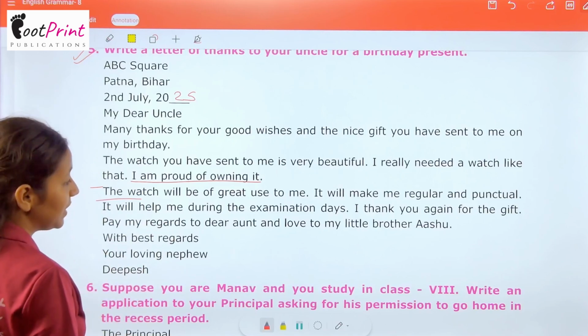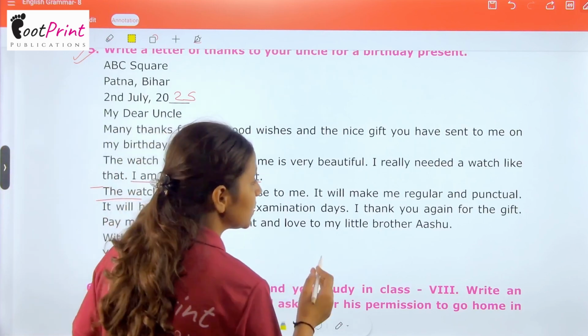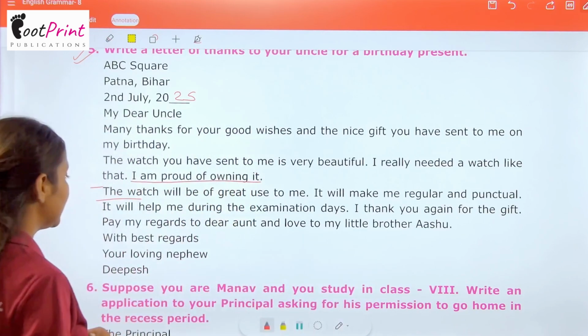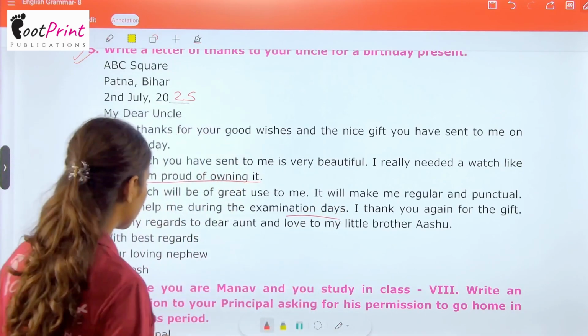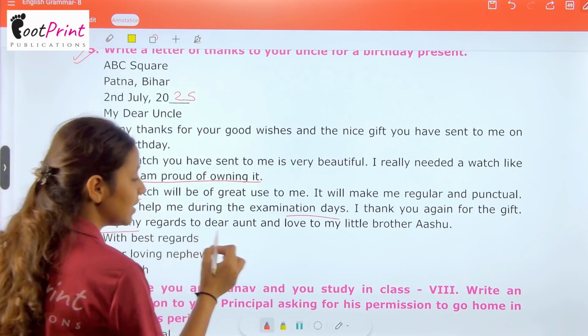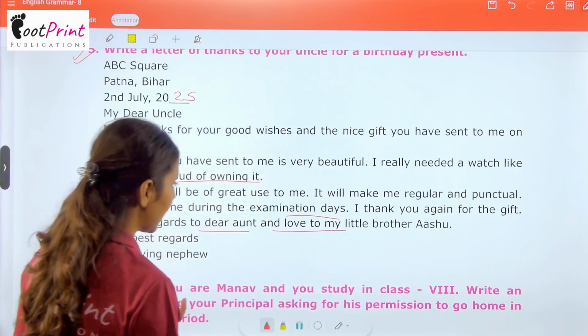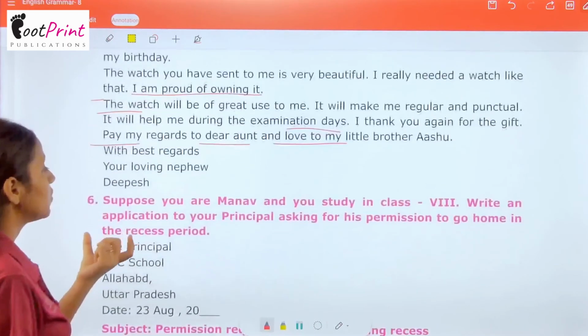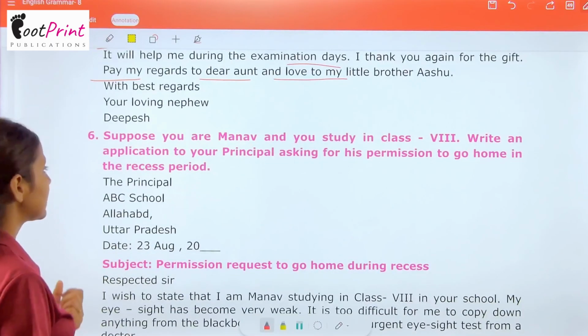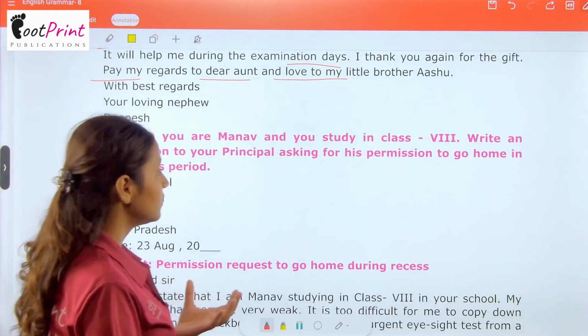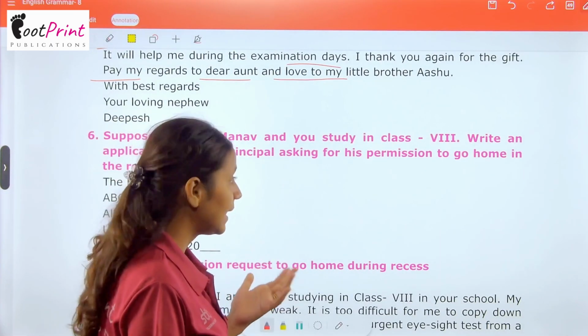The watch will be of great use to me. It will make me regular and punctual. It will help me during the examination days. I thank you again for the gift. Pay my regards to dear aunt and love to my little brother Ashu. With best regards, your loving nephew, Dipesh. Then we have the next letter, that is, suppose you are Manav and you study in class 8th.